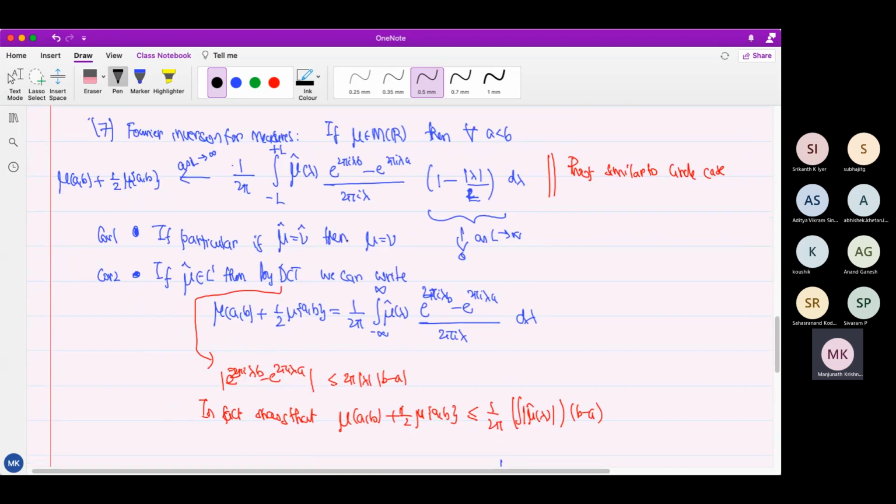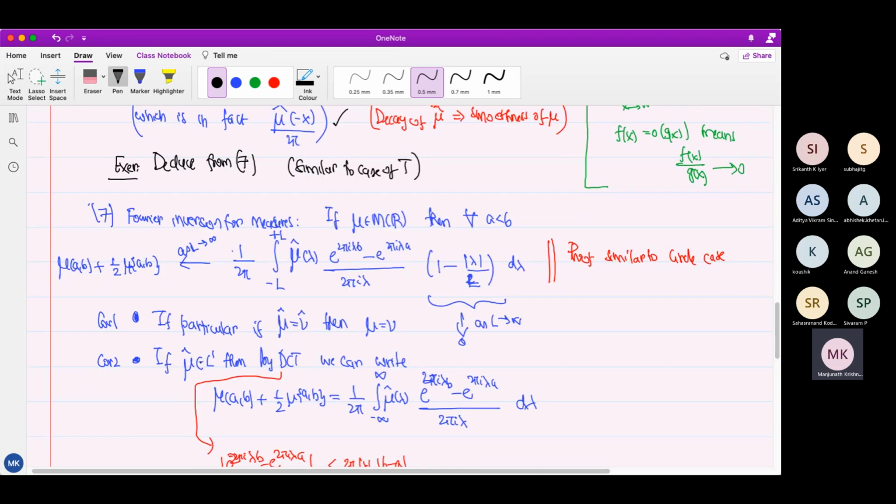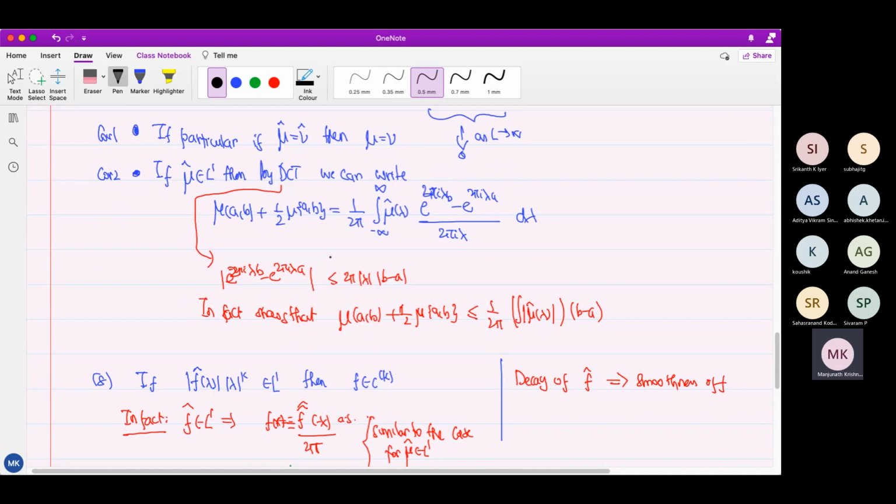I also mentioned how this inversion formula comes. There is a more general inversion formula. Even without assuming mu hat is in L1, you can recover a measure from its Fourier transform by a limiting operation. You just integrate mu hat against this thing and let L go to infinity. This is similar to the Fourier inversion formula we had in the circle case.